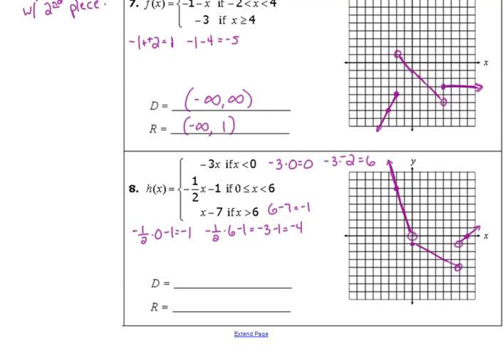All right, domain. Going left to right. We're good, we're good, we're good. Check out what happens at 6. Neither one of these inequalities said x equals 6. We don't have a value where x equals 6. So this domain we need to split up from -infinity to 6, parentheses, because we don't equal 6, and then we pick right back up right after 6.